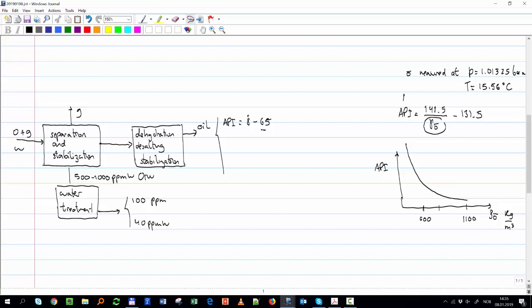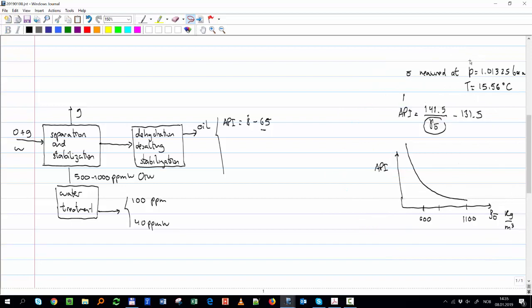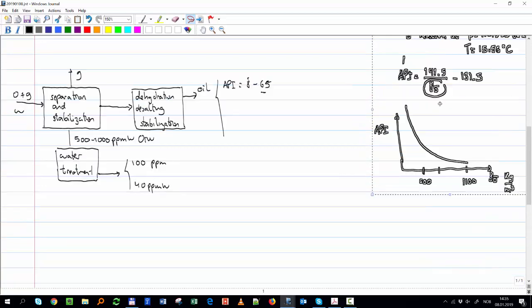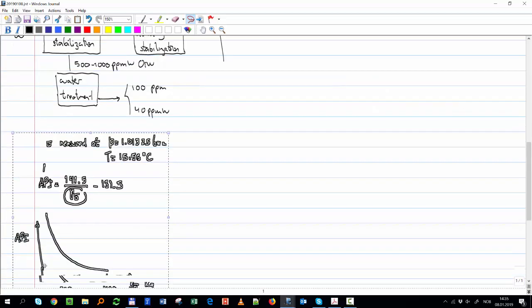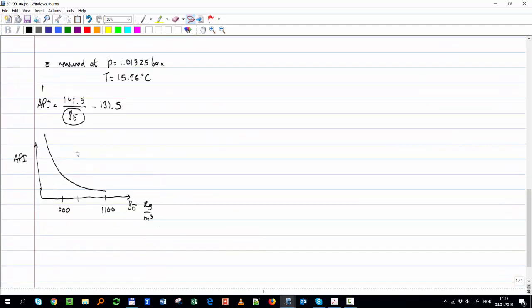So again, I tend to clutter, so I'm going to put it down, otherwise I won't have space.